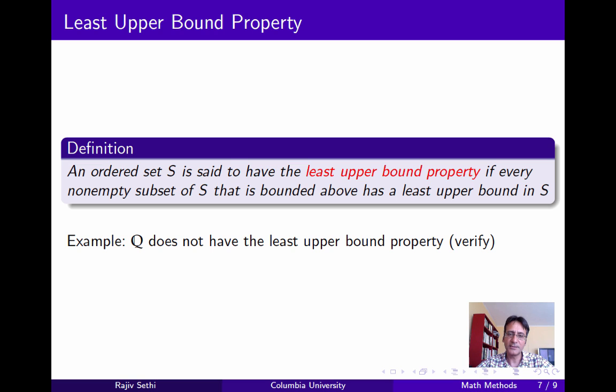And you can do this by considering the set of rational numbers that are greater than 0 but whose square is less than 2, and use the fact that there exist no rational numbers whose square is equal to 2. And I leave as an exercise for you to show that this set does not have a least upper bound within the set of rational numbers.